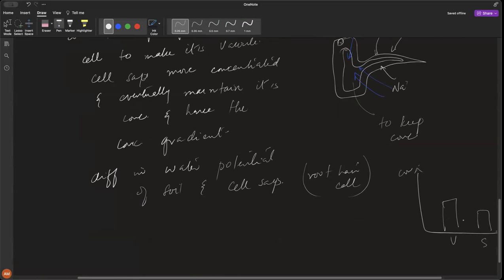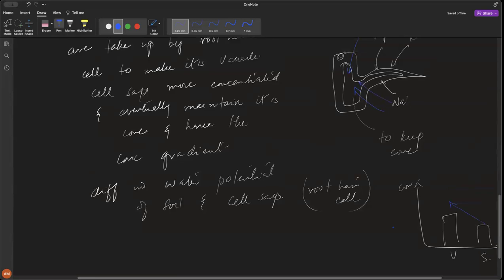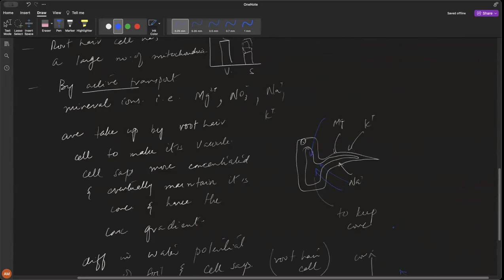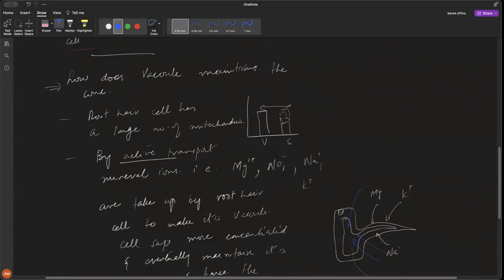Vacuole is more concentrated, soil is less. So the water is going to be moving against the concentration gradient from soil into the vacuole, right? Is this clear? Were you able to write all of that? Are you sure?